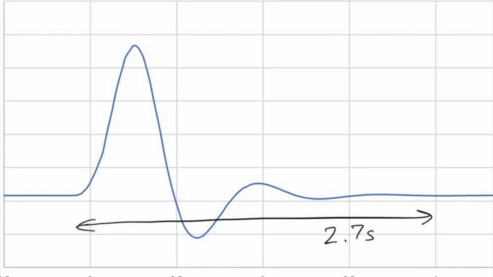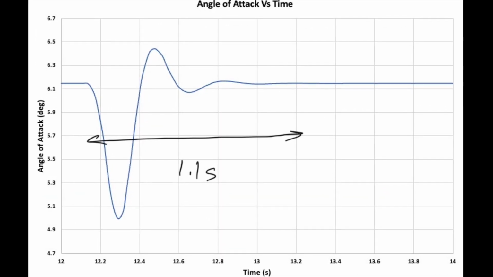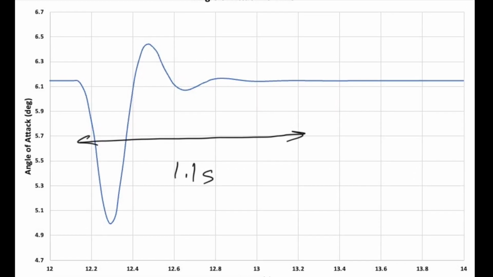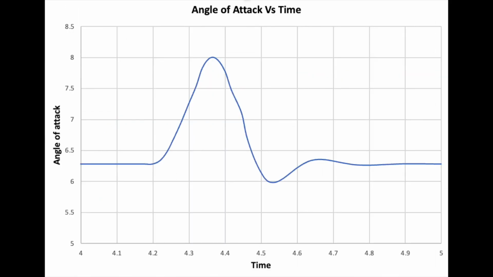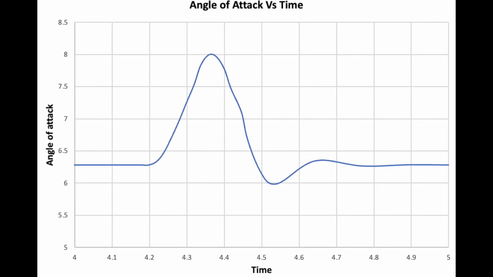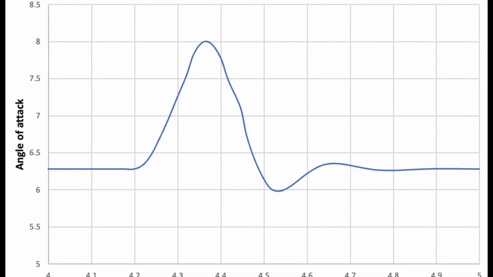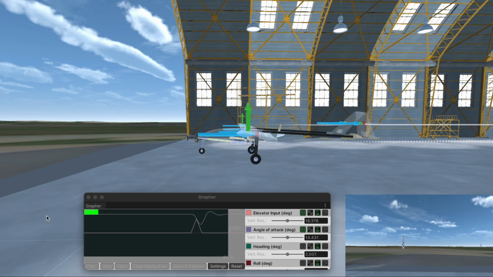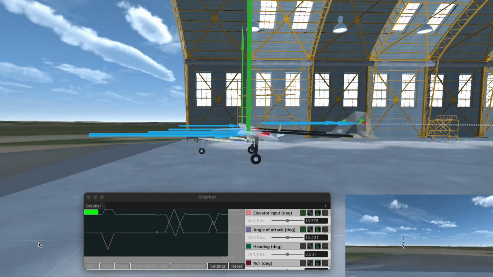But how is this relevant? If we compare this to the same test at a wind speed of 20 meters per second, the time to subside is 1.1 seconds and the damping ratio is 0.367. At a speed of 40 meters per second, the time to subside is 0.6 seconds, resulting in a damping ratio of 0.671. This means that at higher wind speeds the aircraft is more responsive to elevator input and reaches the stable angle of attack faster.